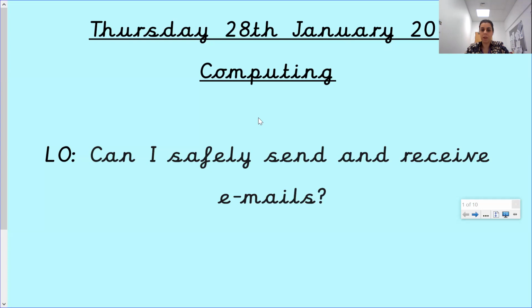It's going to be looking at emails. So the learning objective for today's computing lesson is, can I safely send and receive emails?